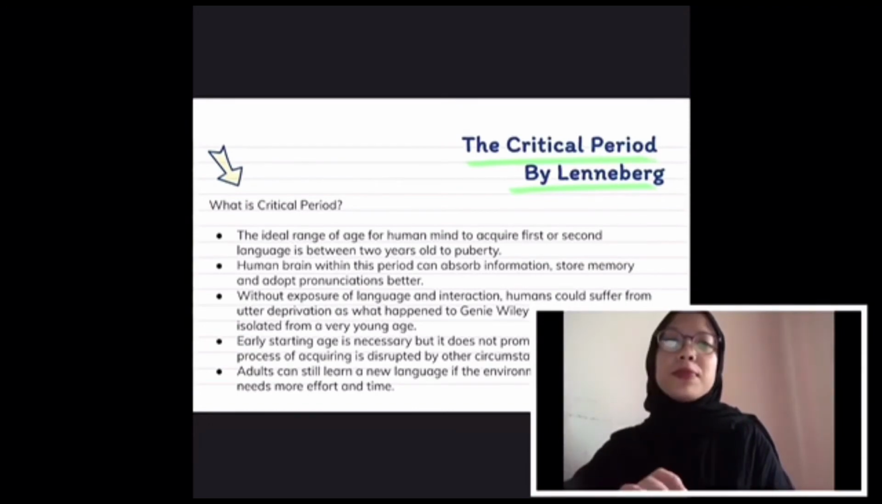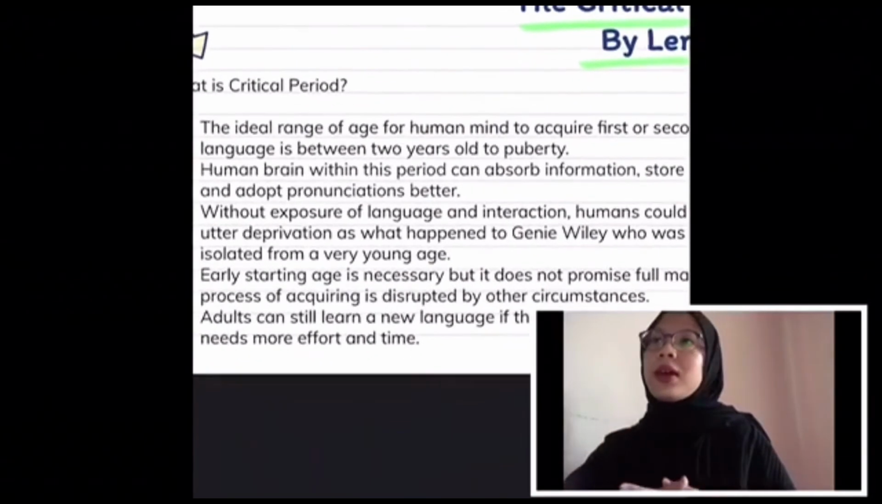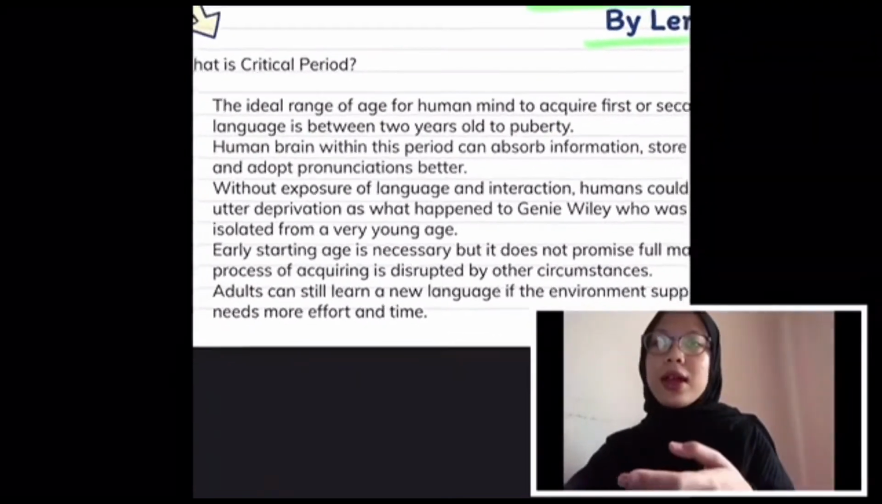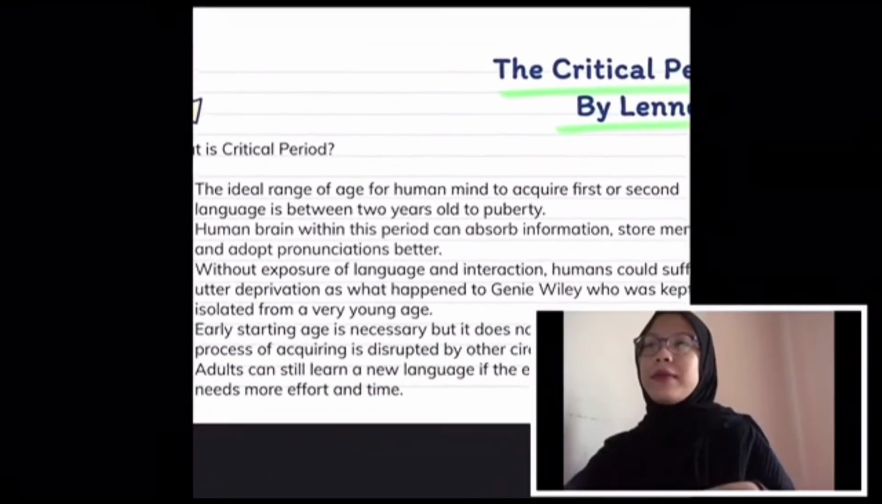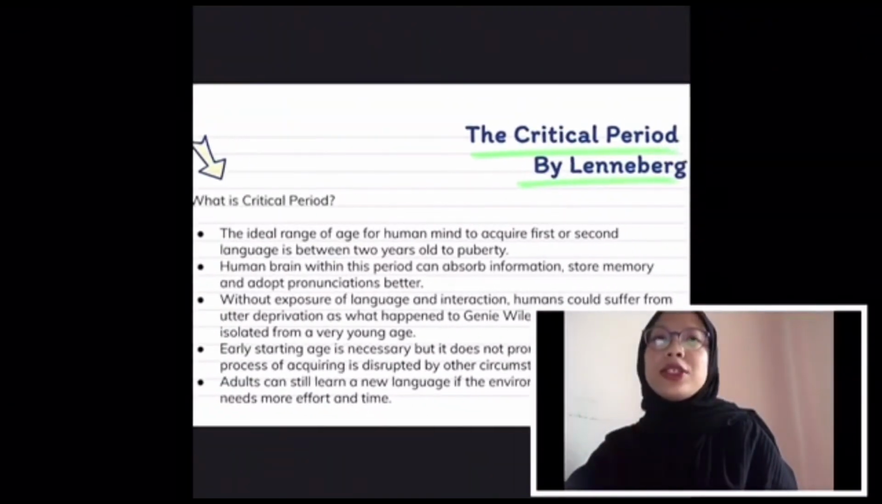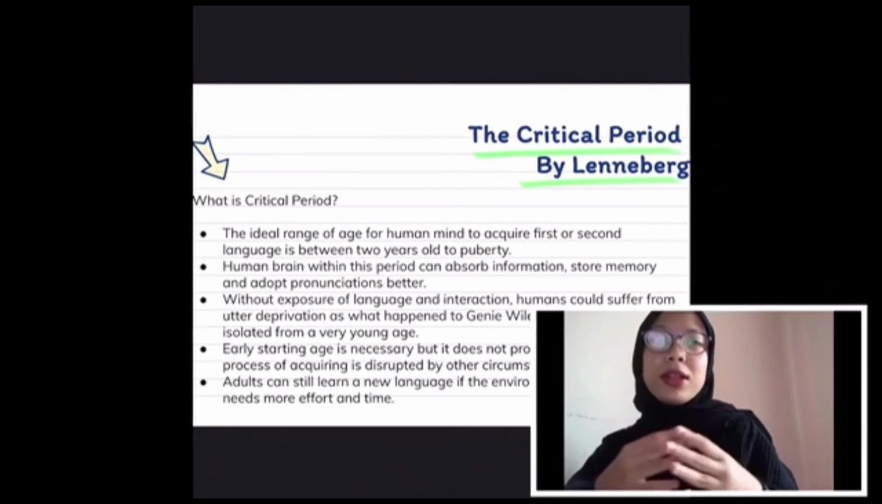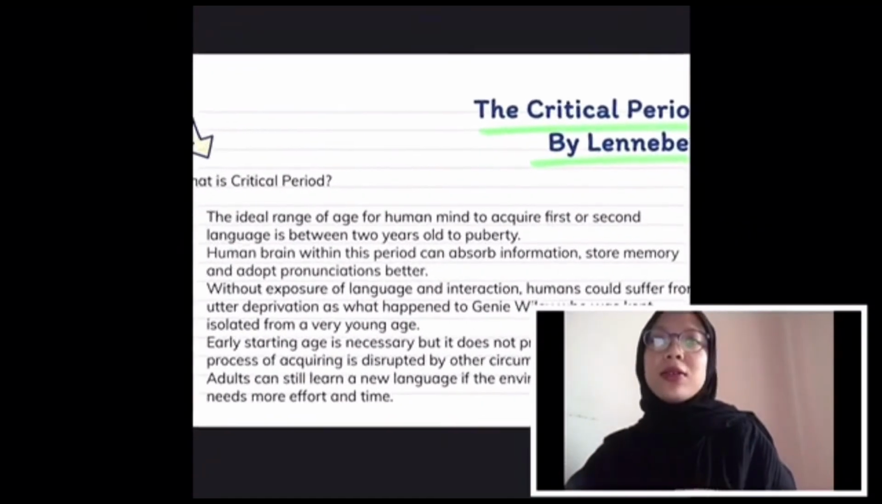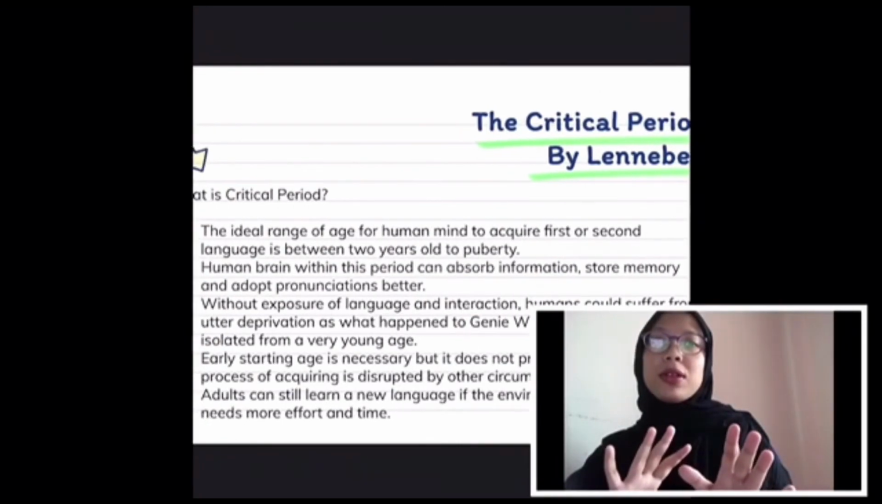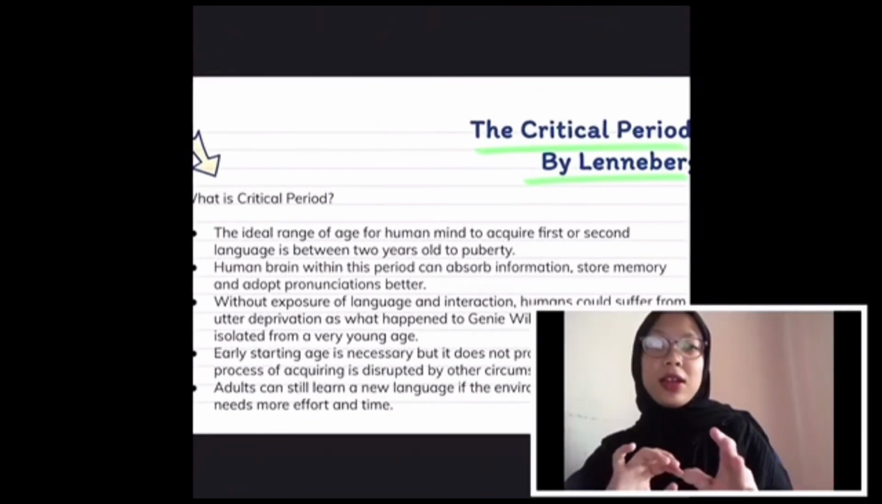It is proven that the ability to pick up a new language with the correct grammar is strong during the critical period, because children can absorb information, store memory, and adopt pronunciations better, mainly due to more active neurons in the brain. But it is worth noting that while children can learn any language within the critical period, of course the learning ability mechanism must be accompanied by sufficient exposure or input surrounded by the child of the particular language that they want to learn.